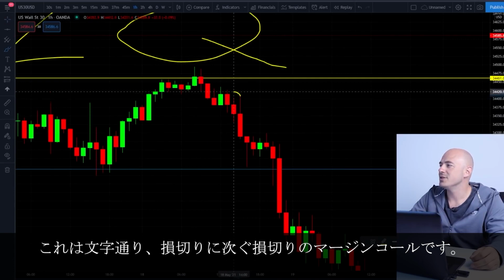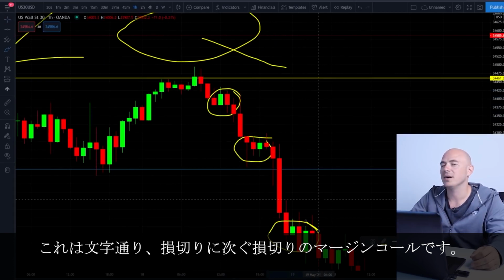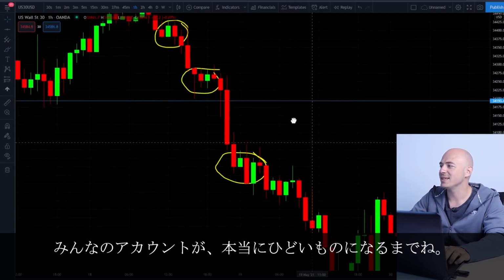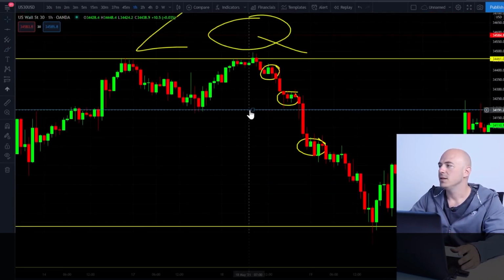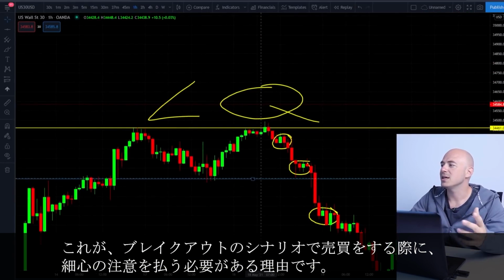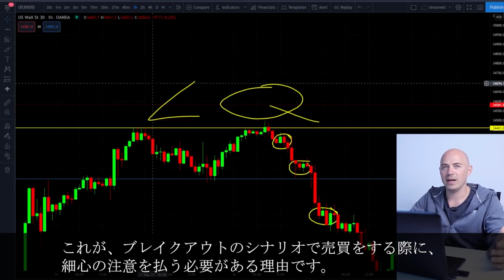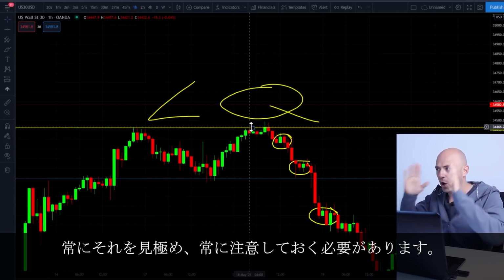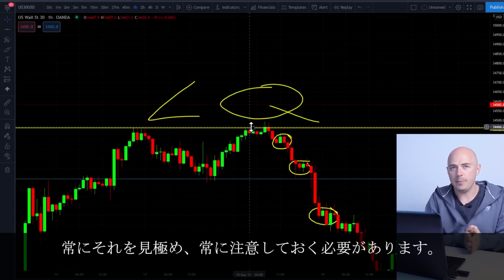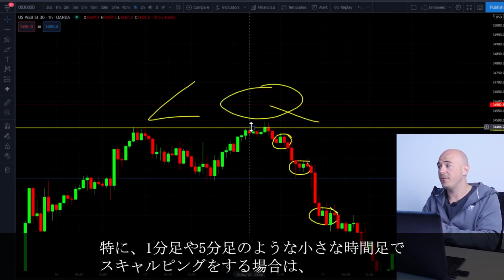And this is literally just taking out stop loss after stop loss after stop loss, margin calling everybody's account until it's absolutely horrendous. This is why you need to exercise extreme caution when dealing with any type of breakout scenario. You have to understand where the liquidity is. You need to be able to spot it at all times and always keep that in mind, especially if you're scalping on a smaller time frame like the 1 minute or 5 minute.